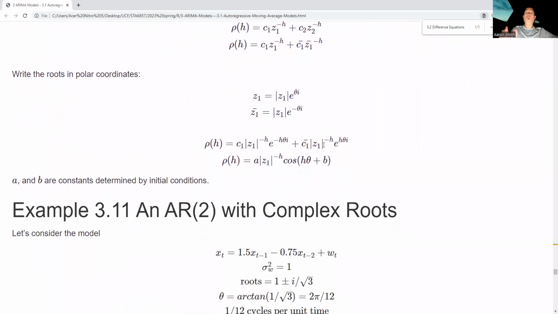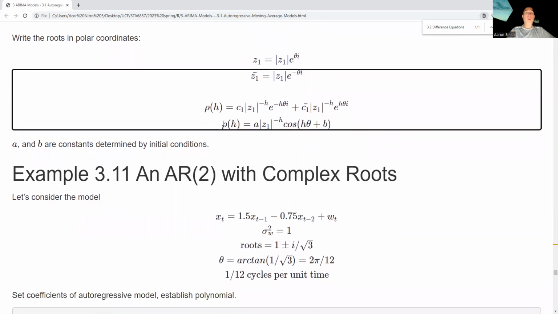And what we're going to do is invoke polar coordinates to make things easier. So I'm going to say that my roots are equal to the magnitude times e to the theta times i. And for the conjugate, I'm just going to change the angle in polar coordinates to the negative. If I do that, I can get a quick and easy equation to work out if I just remember what's going on. Now, when I do this, A and B are going to be new constants to work with, to solve using initial conditions. But here is that punchline so beautifully.